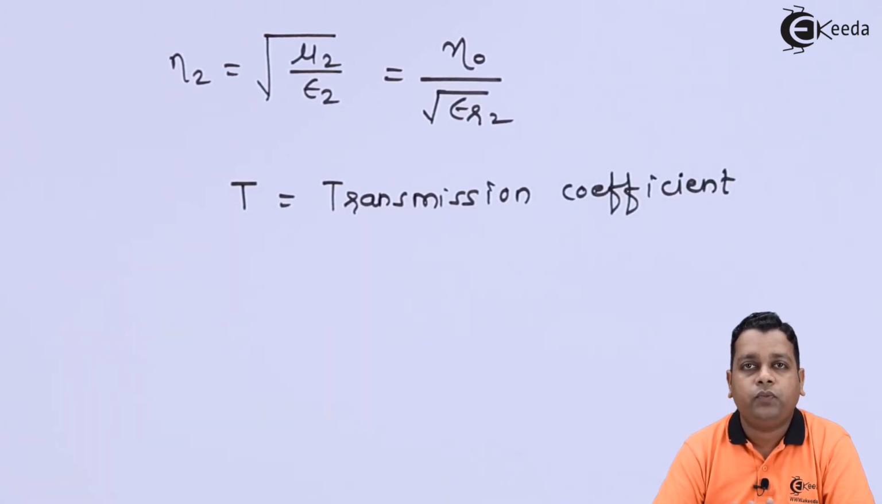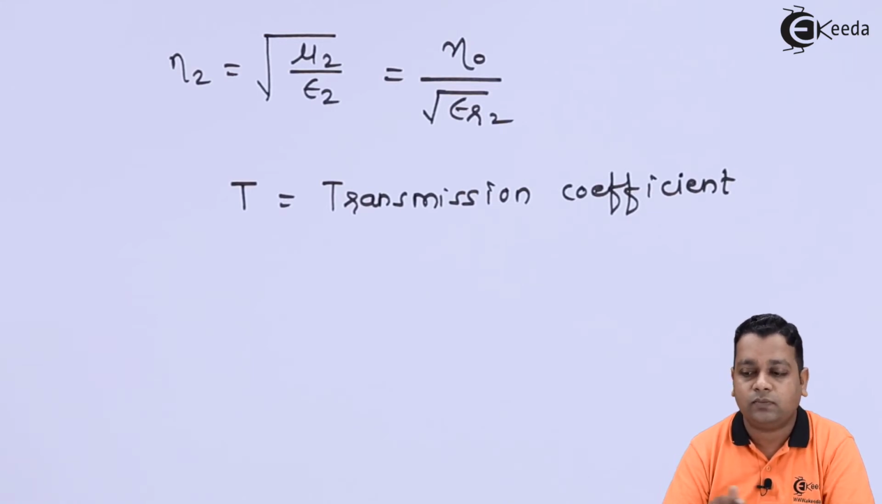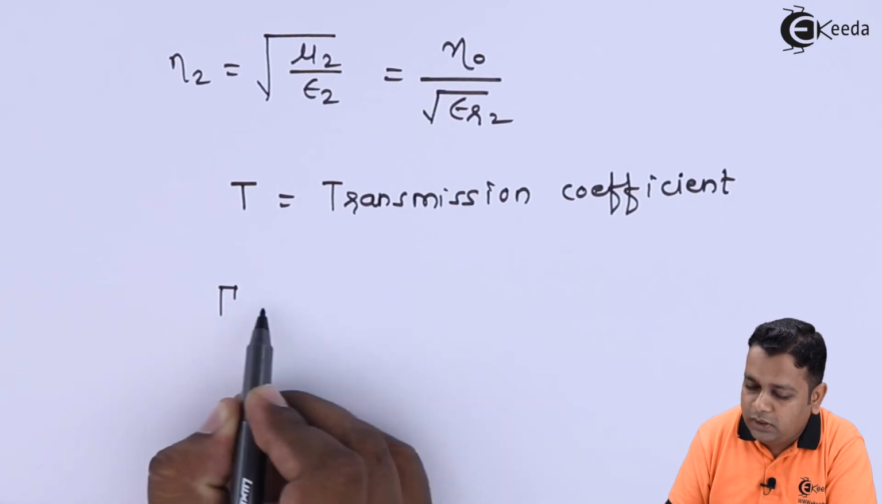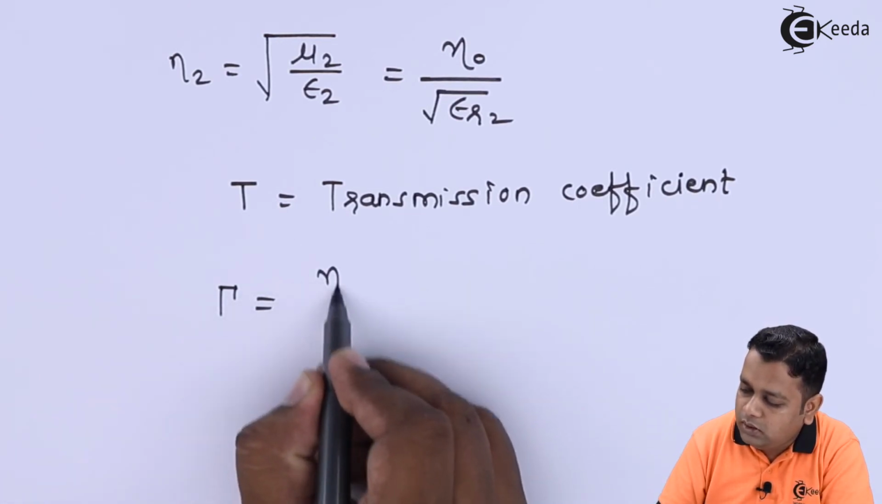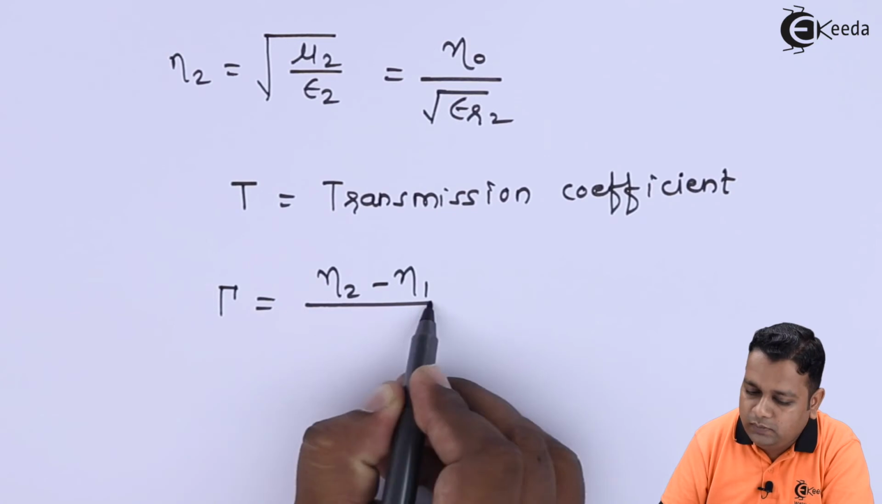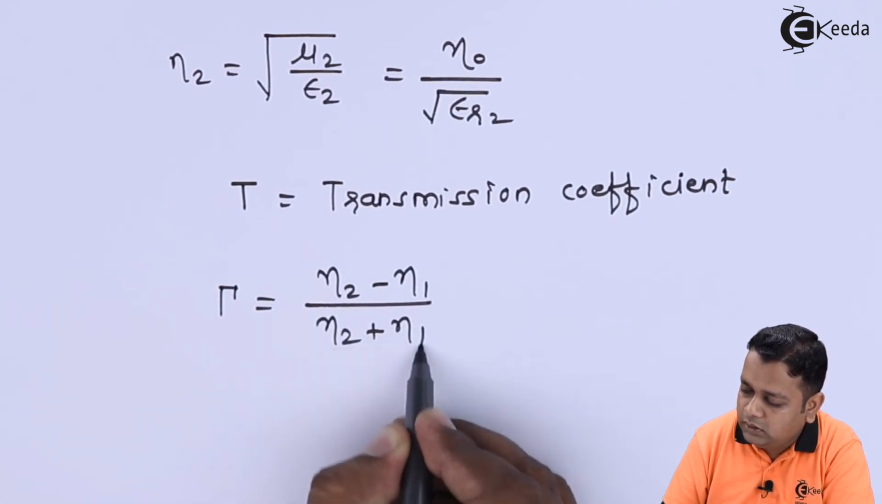Now we have eta 1, the impedance in medium 1, and eta 2, the impedance in medium 2. These are actually the ratios of E to that of H. With the help of these particular symbols we can have the formulation of the reflection coefficient and transmission coefficient. So for the normal incidence case, the reflection coefficient capital gamma can be given as gamma equal to eta 2 minus eta 1, divided by eta 2 plus eta 1.